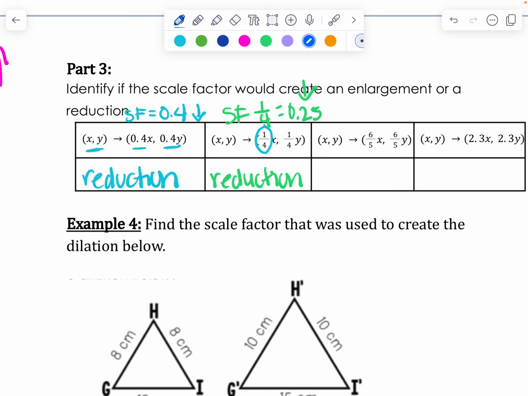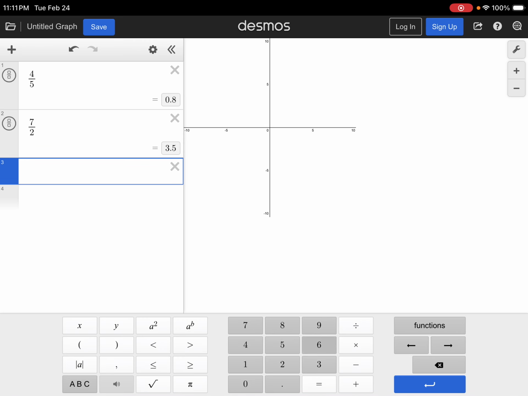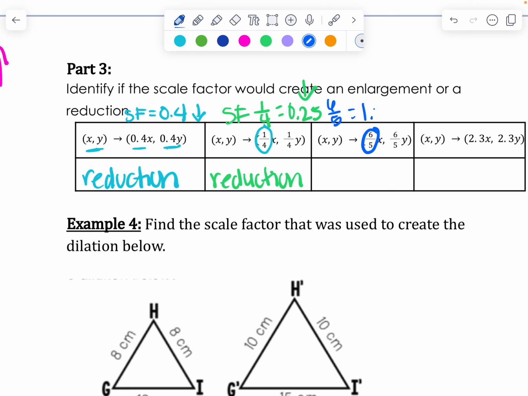All right, on this question, your scale factor is going to be 6 out of 5. Again, I'm going to show you how you can put that in your calculator. All you got to do is 6 divided by 5, and that's going to be 1.2, so like $1.20. So this is larger than 1, so it's going to be an enlargement.